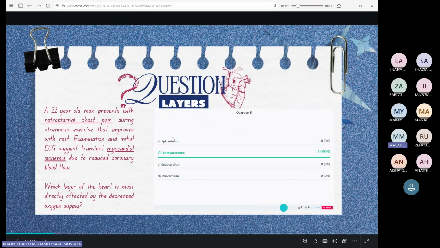So it has some keywords, chest pain and myocardial ischemia. But honestly, if you just read the end part where they're asking what is the most affected layer by this, it's the myocardium because it's the contractile and metabolically active layer, right?